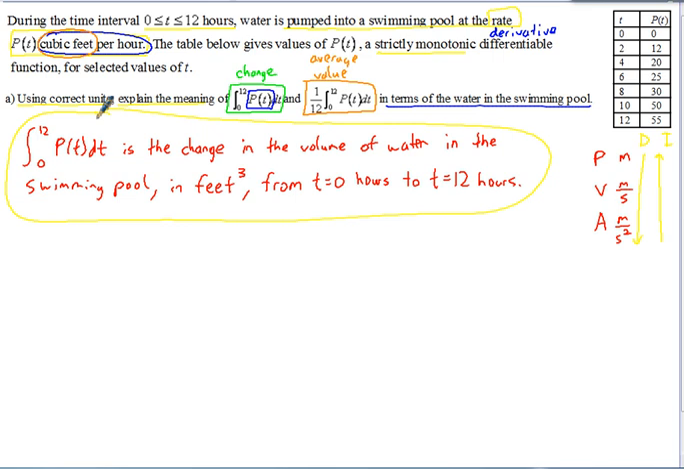So if we knew, let's say, there were 100 cubic feet of water in the swimming pool to start with, that would be the initial plus this definite integral, which will represent the change, how much it changes by on the time interval from 0 to 12 hours.